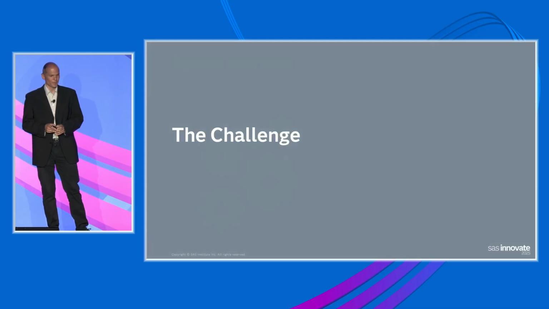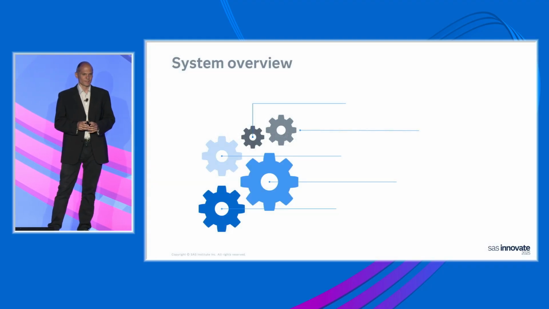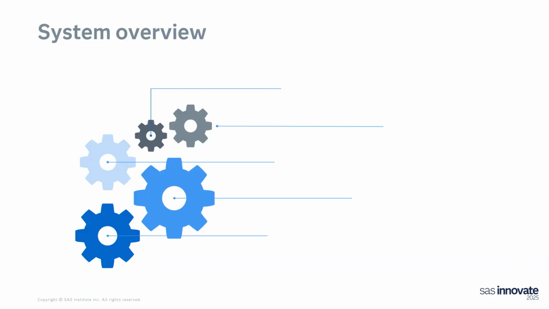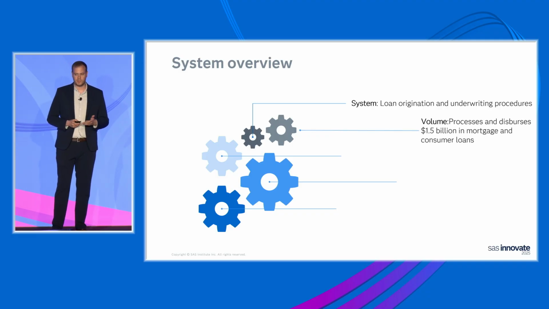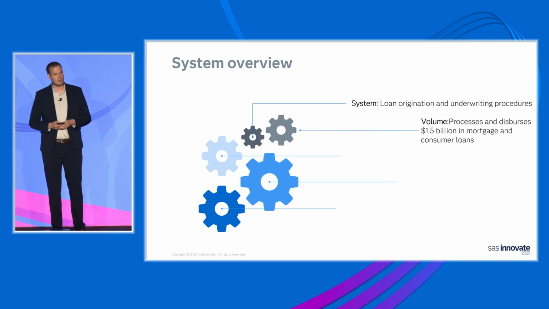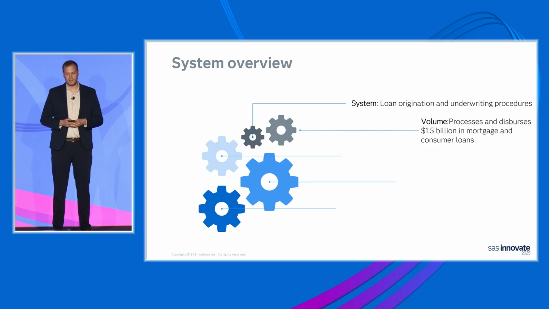Yeah, so before we see the challenge, you have to understand our kitchen, where we were cooking and still cooking. So the system we are talking about is a loan origination system. It is responsible also for the underwriting procedures. In terms of volume, we process and disburse at least 1.5 billion USD in mortgage and consumer loans. So it's a very important part in OTP Hungary.